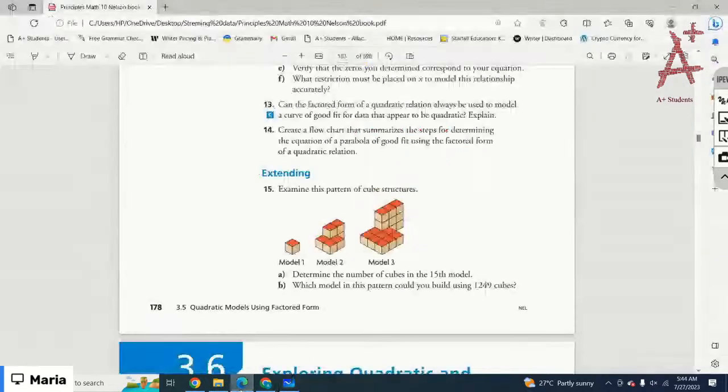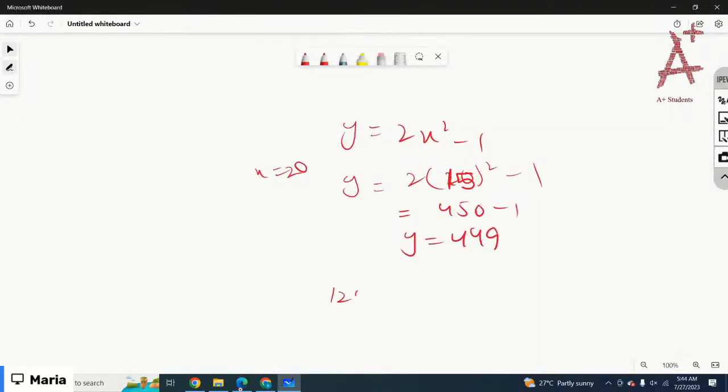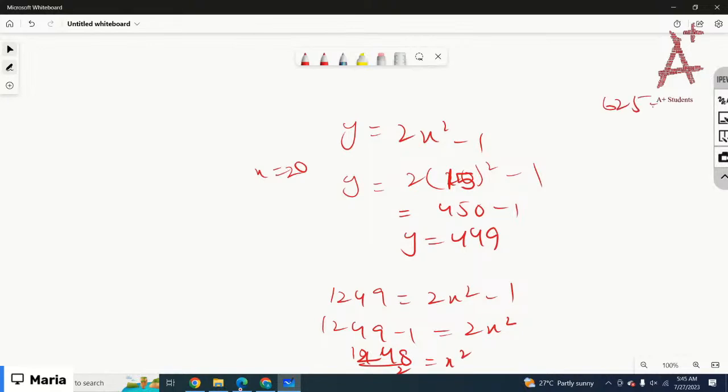Okay, for the B part you have to determine which model in the pattern could be built using 1249 cubes. Okay, y equals 1249 equals 2x square minus 1. Just calculate the value of x. 1249 minus 1 equals 2x square. That would be 1248. Divide by 2. It would be 625 equals x square. So x equals 25. Got it? That means model 25 can be built using 1249 cubes.